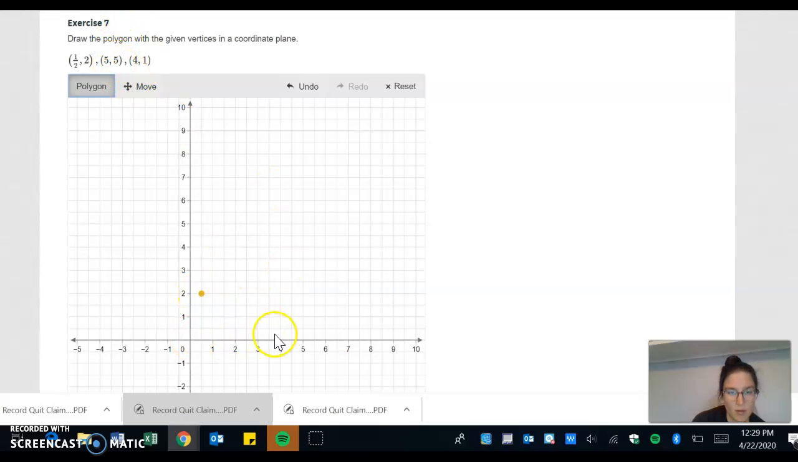5, comma 5, go over 5, up 5. Go over 4, up 1. Plot that point right there. Now you have to connect all the dots. So I have to connect my last point to my original point. And there you go. You can see it forms a triangle.